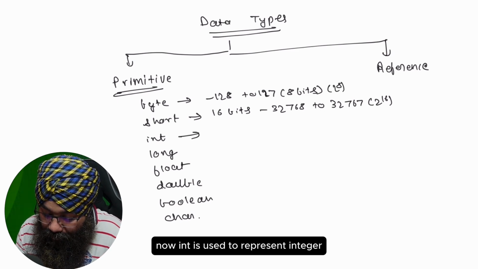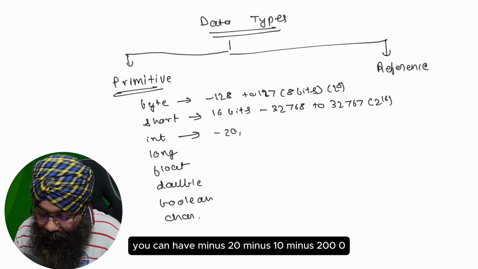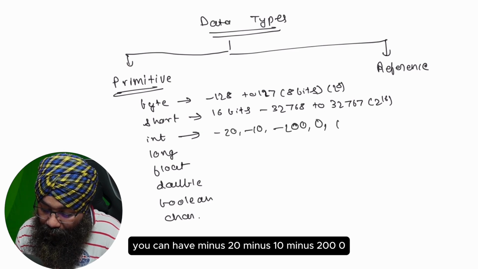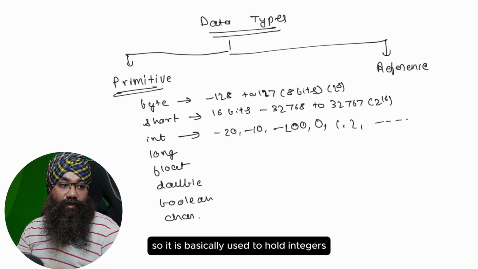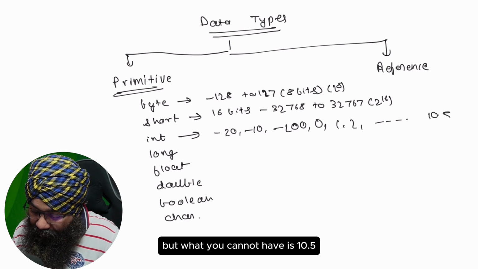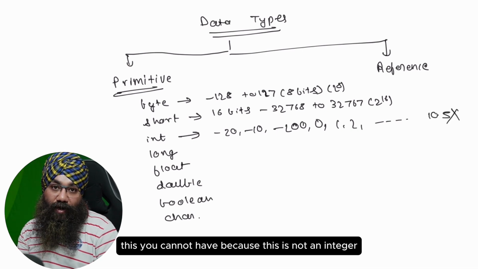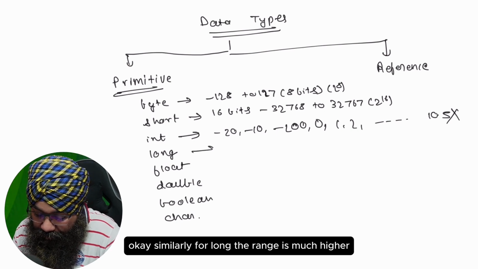Now int is used to represent integers. You can have minus 20, minus 10, minus 200, 0, 1, 2, a long range for int. So it is basically used to hold integers. But what you cannot have is 10.5. This you cannot have because this is not an integer. Okay. Similarly, for long the range is much higher.